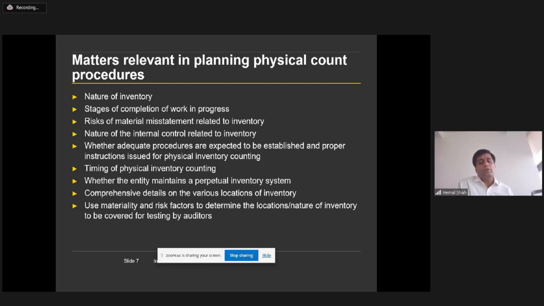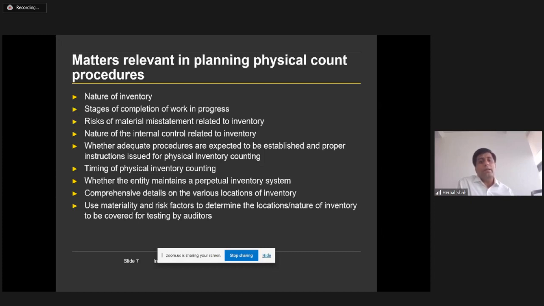Stages of completion of work in progress. If there is huge work in progress lying, then again it becomes very critical for the auditor to spend time on WIP inventory to understand at what stage it is lying, to understand how the valuation is linked to different stages. So the auditor will be able to judge and take a call only when he sees the inventory physically.